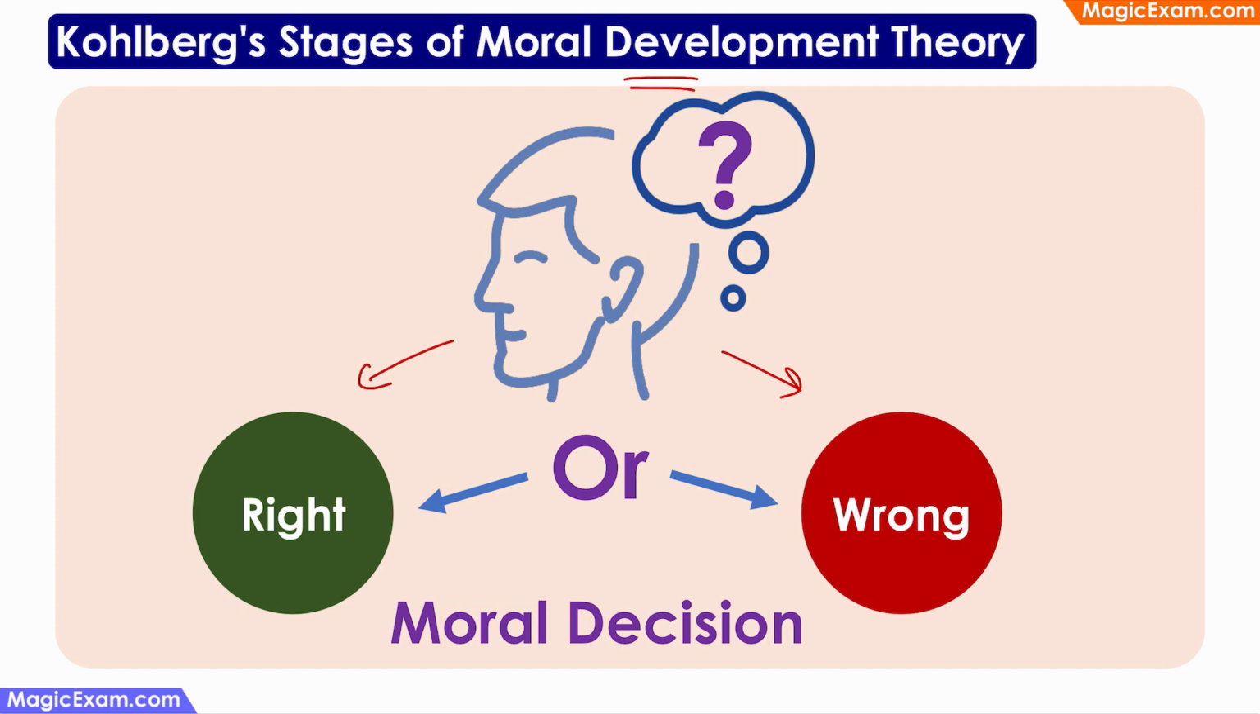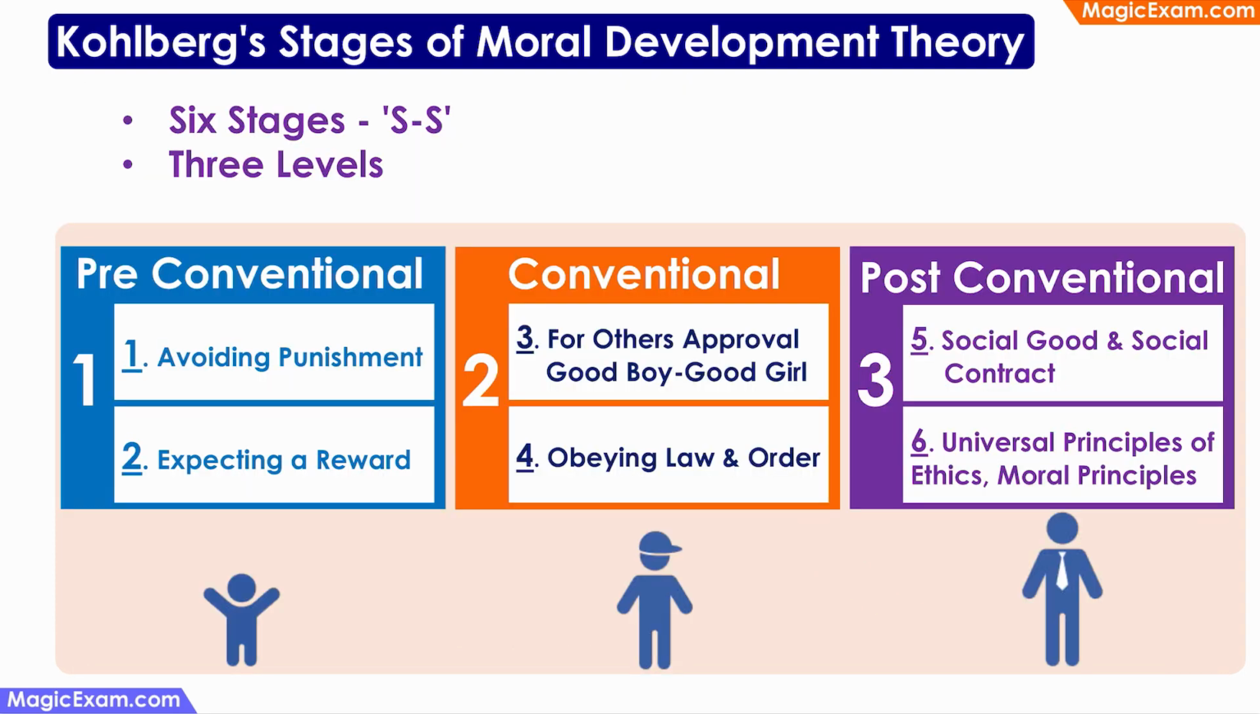So in our daily life, we take a lot of moral decisions. So Kohlberg's stages of moral development theory just tries to explain how this process of taking moral decisions evolves over the period of a person's life. Kohlberg divides moral development into 3 levels. The first is pre-conventional, then conventional, and finally post-conventional. And because each of these levels has 2 stages, there are 6 stages in total.